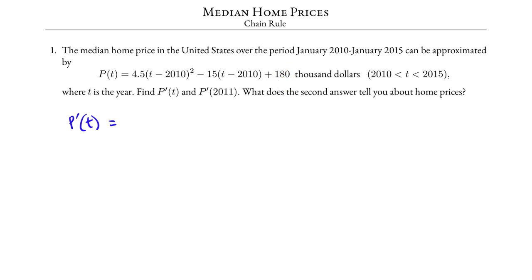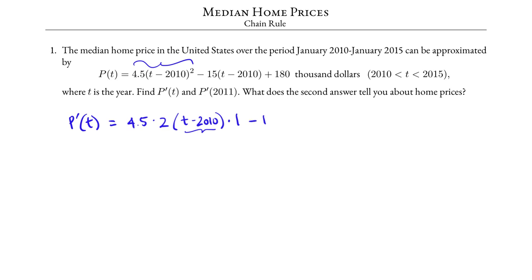We no longer need to multiply this out, we just simply use the chain rule. Using the chain rule, 4.5 is a constant multiple for the first term, so we rewrite it. The function t minus 2010 is inside the square function, so we first use the power rule and the chain rule. Bring down 2, leave the function t minus 2010 alone, lower the power 2 by 1, and then we multiply by the derivative of the inside. But the derivative of t is 1, and the derivative of 2010 is 0.